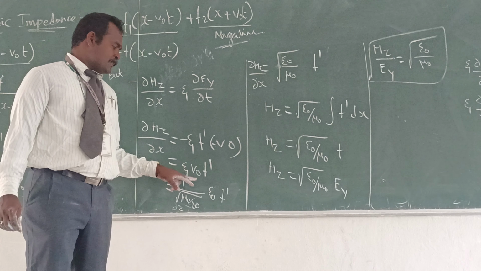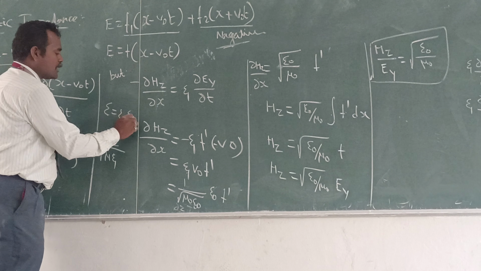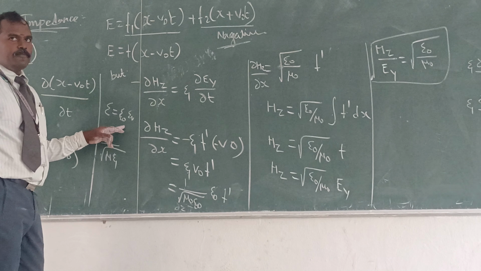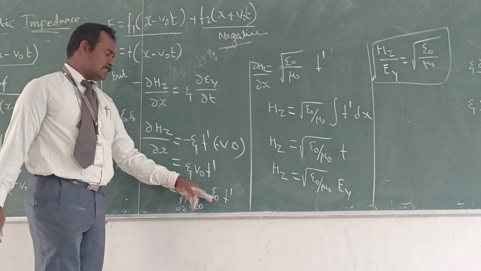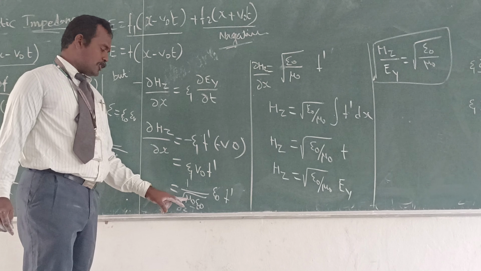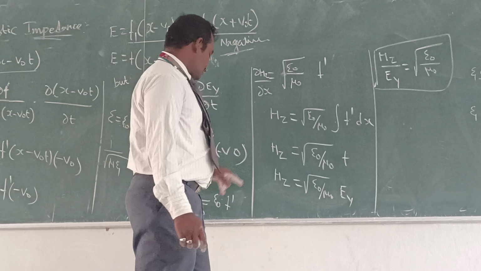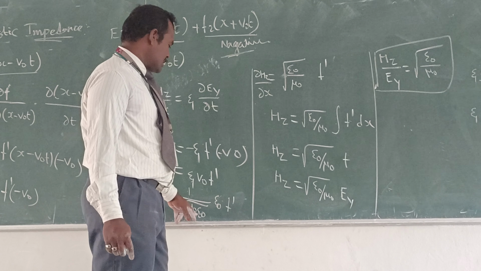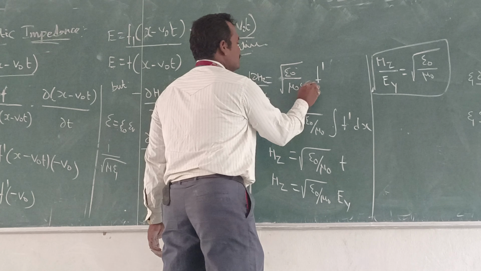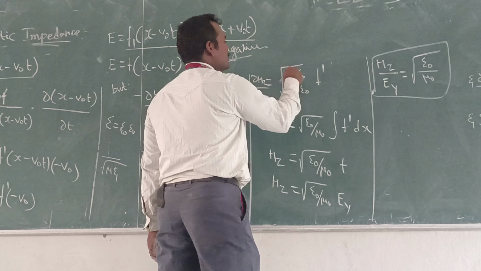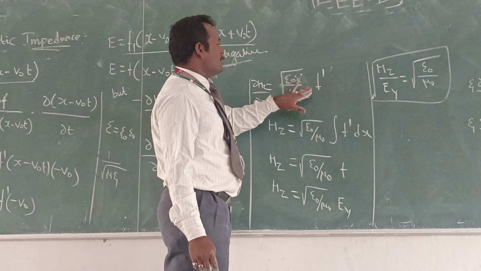Here, instead of epsilon, we can write epsilon naught, because epsilon equals epsilon naught into epsilon r. The epsilon r value is 1 in free space, so we can directly write epsilon equal to epsilon naught. That's why we replaced it here. So 1 divided by square root of mu naught into epsilon naught, into f dash. While eliminating this term, epsilon naught into epsilon naught can be written, and one term gets cancelled. The remaining term is epsilon naught divided by mu naught alone.